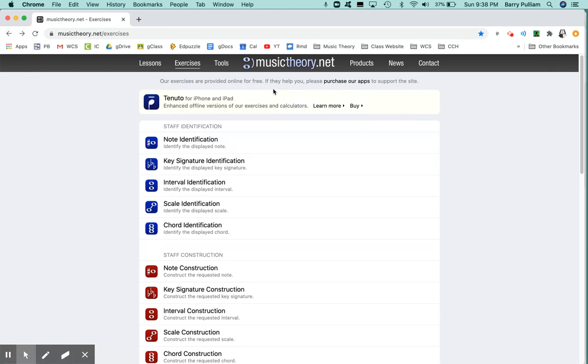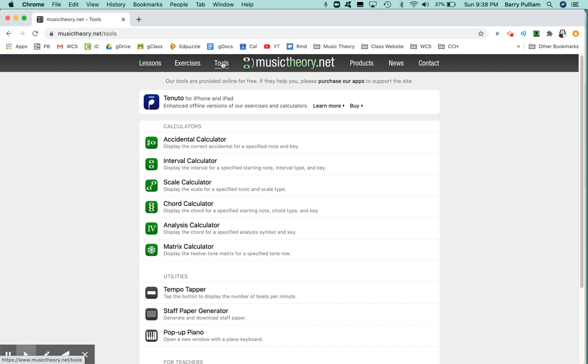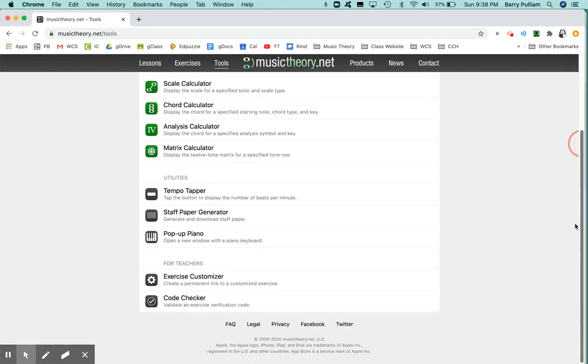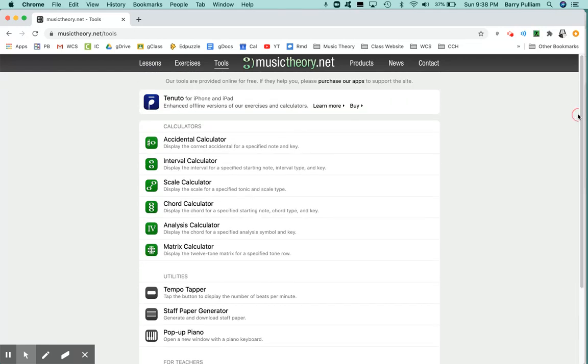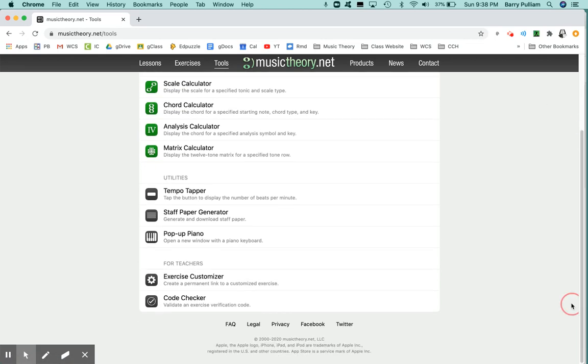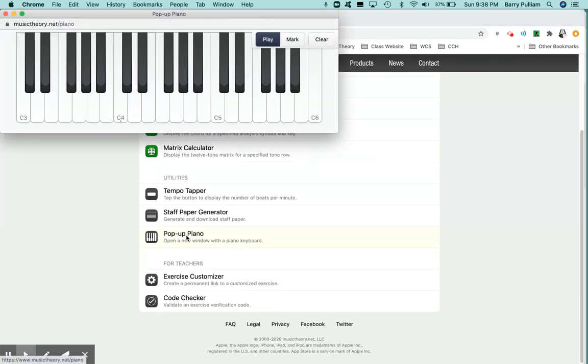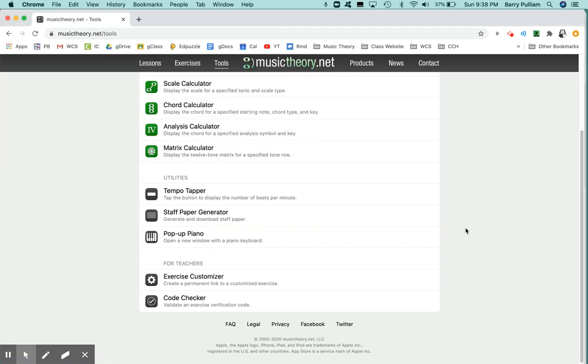And somewhere there is the pop-up piano. That's one of the tools I have looked at. Tools. Pop-up piano. There's a pop-up piano.